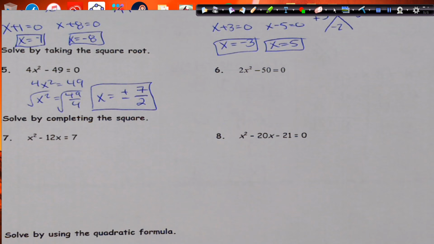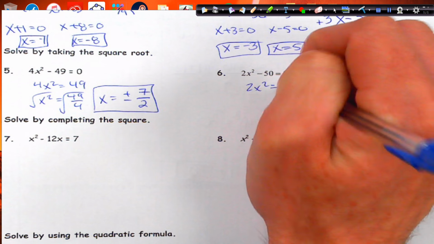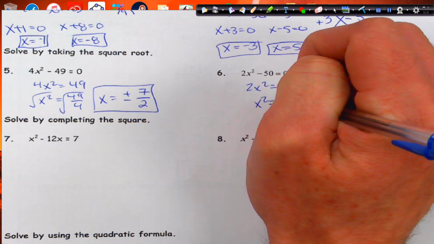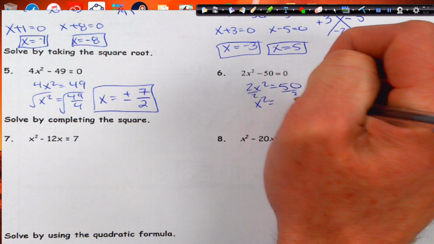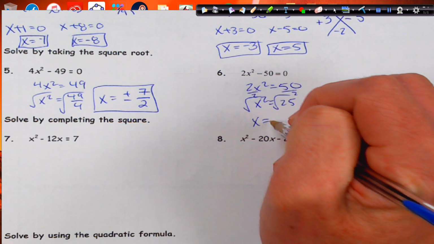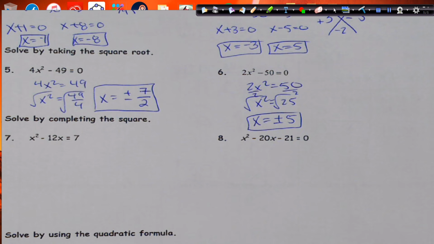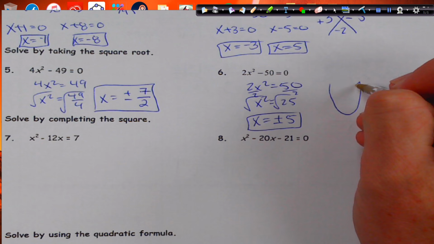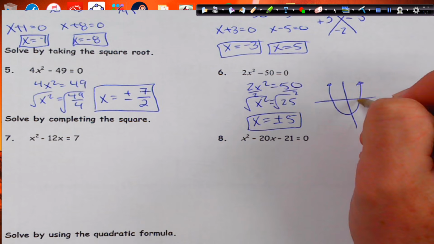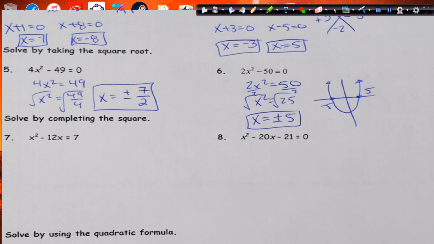Okay? This one we're going to add the 50 over and divide by 2, but when I divide this by 2, I want to actually carry it through because I get 25, which again is a convenient number because I can take the square root of 25 and I get plus or minus 5. Again, don't forget the plus or minus. A lot of times these quadratic graphs are hitting at 5 and negative 5, so they're hitting at 2 spots.